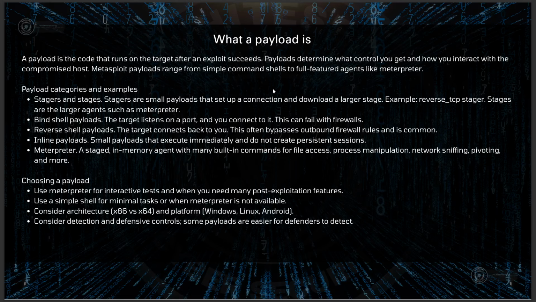What is that Meterpreter payload? See, payload categories and examples. There are stagers and stages. What is this? See, stagers are small payloads that set up a connection and download a larger stage. For example, here we have reverse_tcp. This is a stager. Why? It's to download the large files. Now assume that if you use UDP, at that time what will happen, you can't download or upload the files properly there.